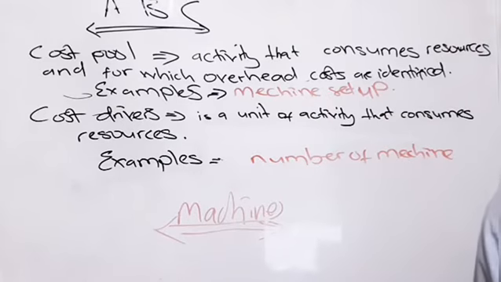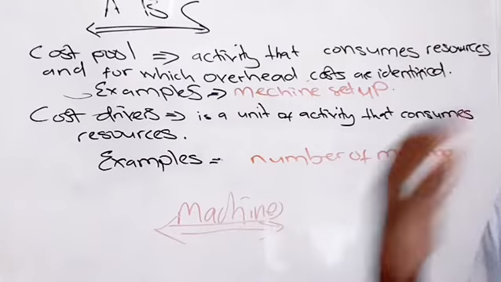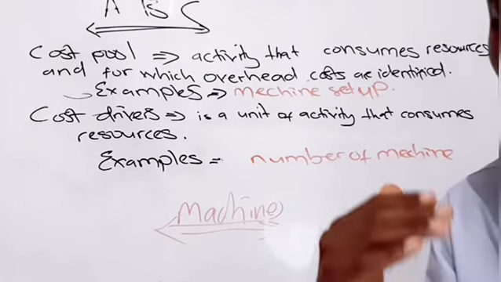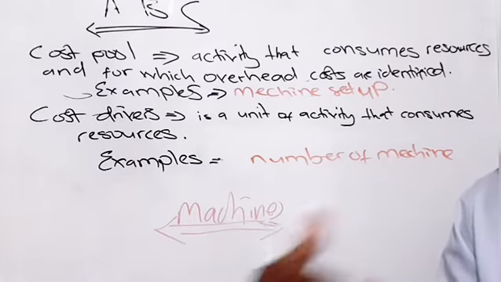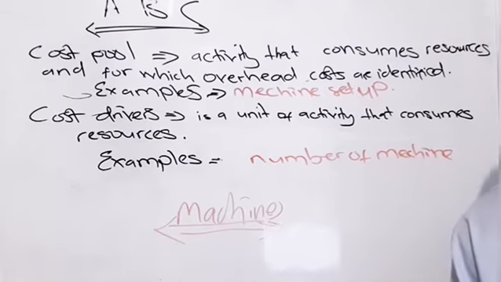Another example: the cost of assembling the product may be based on the number of direct labor hours. If you're looking at the cost of assembling a product, such as a car, what cost driver is that? If you're assembling using physical labor, then the cost driver is going to be labor hours. Make sure you have a great knowledge of the cost driver and the cost pool.